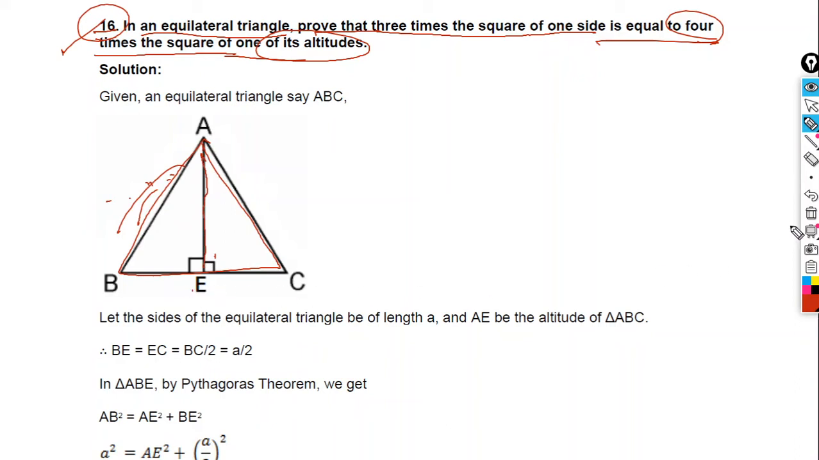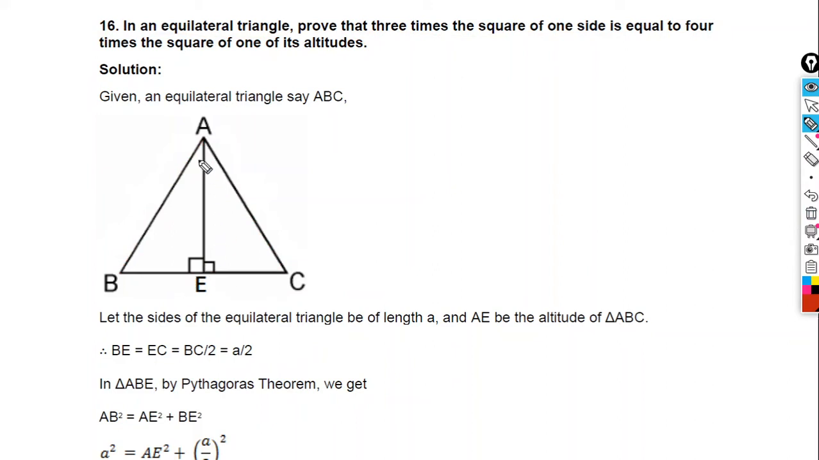Now let us assume that AE is the altitude, and the length of AB is equal to A, the length of AC is equal to A, and the length of BC is also equal to A. Okay, we will assume it.